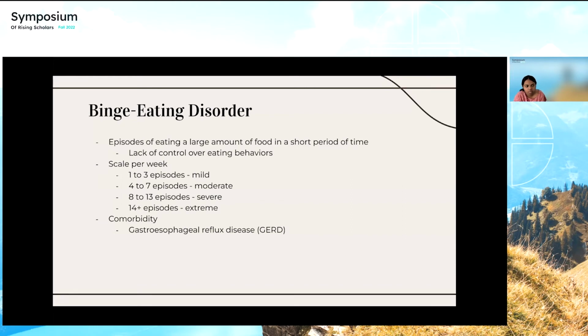Finally, we have binge eating disorder, which is characterized by episodes of eating a large amount of food in a short period of time, and thus a lack of control over eating behaviors. 1 to 3 episodes per week is considered mild, while above 14 episodes per week is considered extreme. And one major comorbidity for binge eating disorder is gastroesophageal reflux disease, which is similar to acid reflux, but on a higher level.